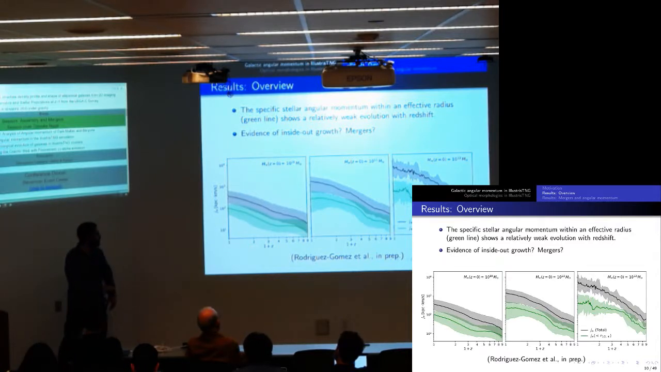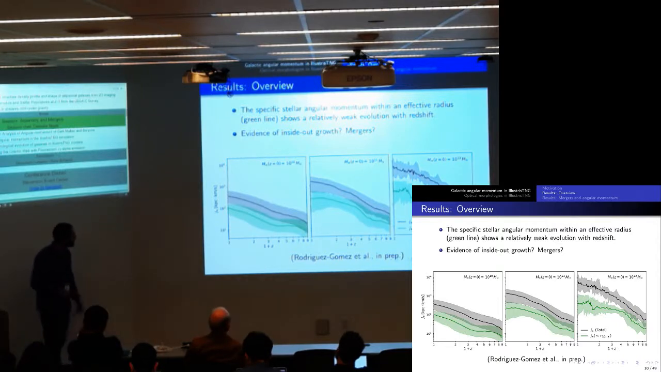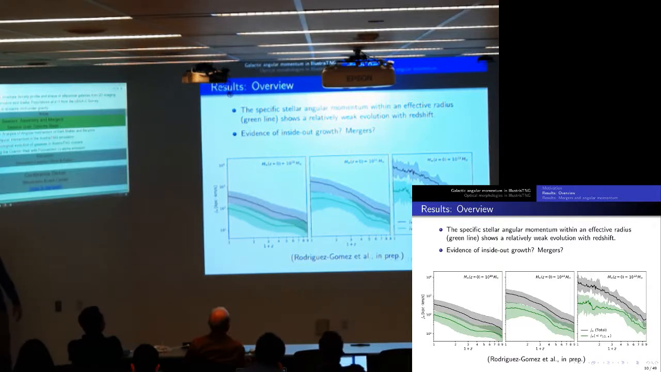Here we have redshift on the x-axis and specific angular momentum on the y-axis, and each panel shows different masses. In the least massive galaxies, the inner and the total specific angular momenta evolve very similarly. But this changes for the most massive galaxies, where the inner angular momentum seems to plateau at some point, while the total angular momentum keeps growing. So you might wonder, is this evidence of inside-out growth, or do mergers have something to do with it? I will come back to this in a few slides.